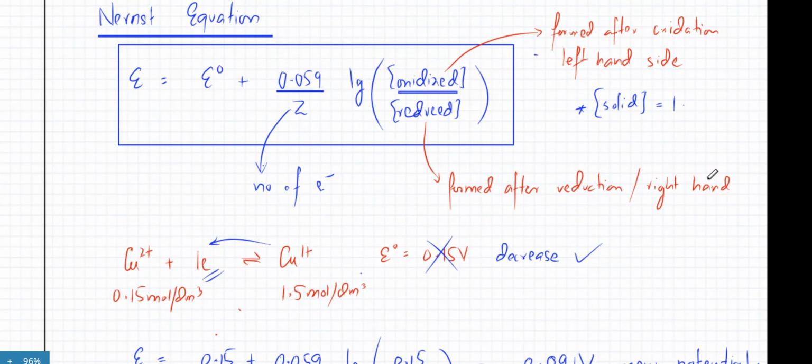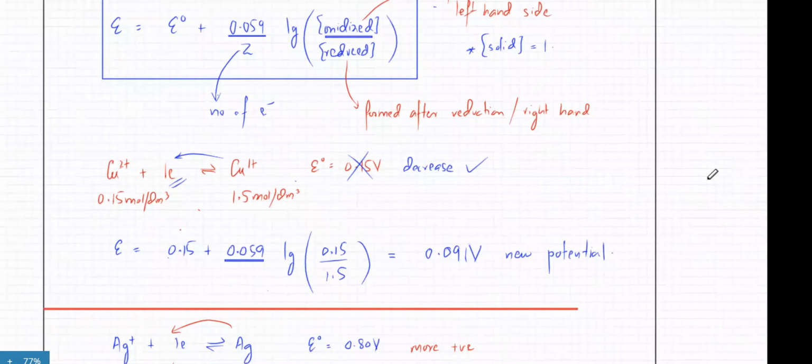Sir, what is Z and how do we know? Z is the number of electrons. How do we know how many electrons there are? It's given in the equation.